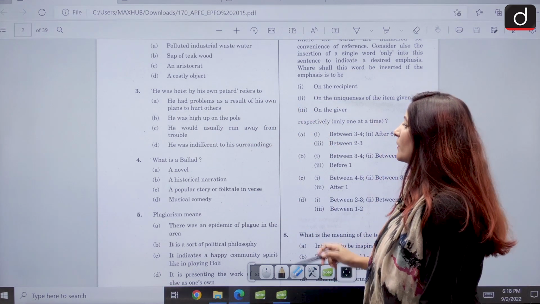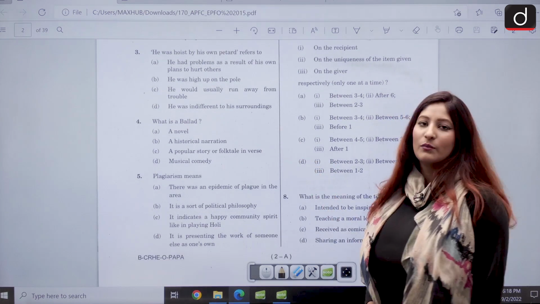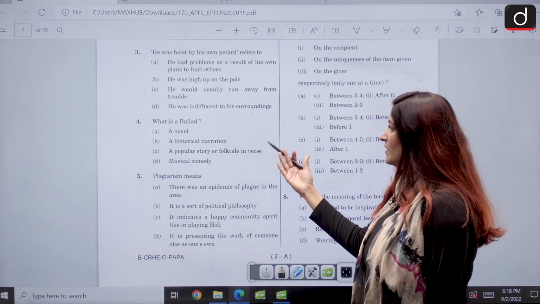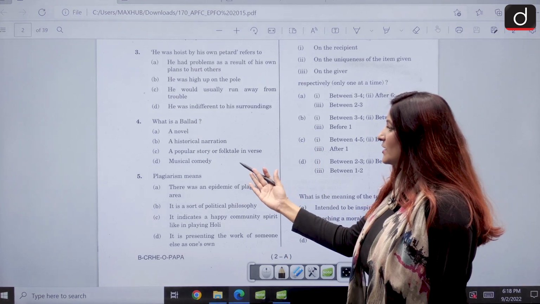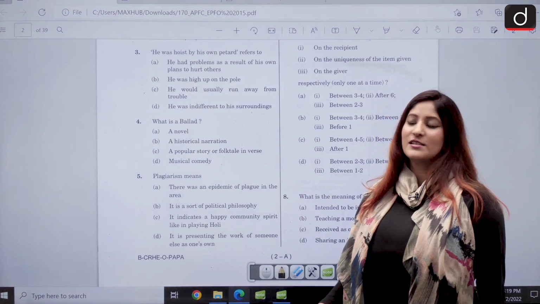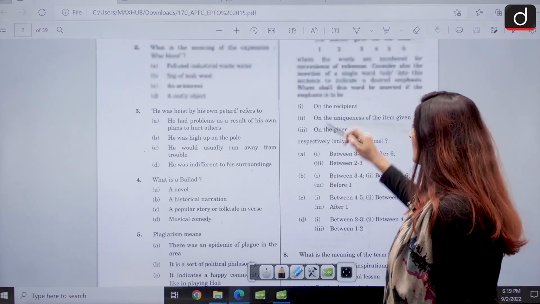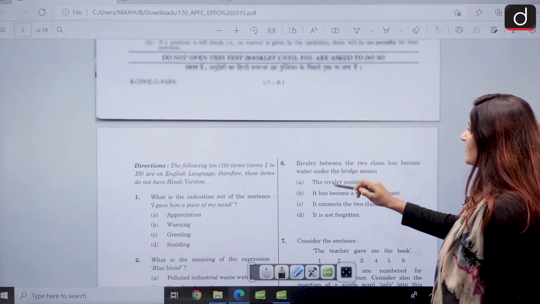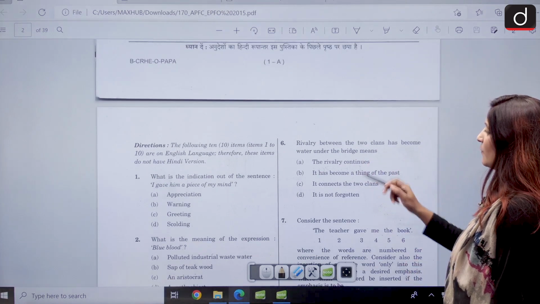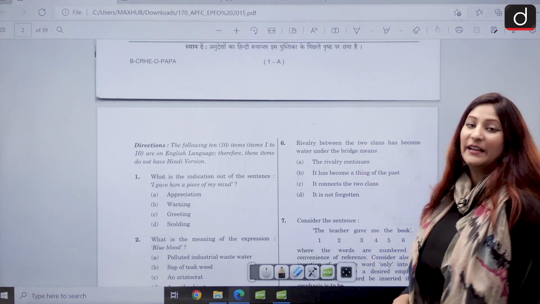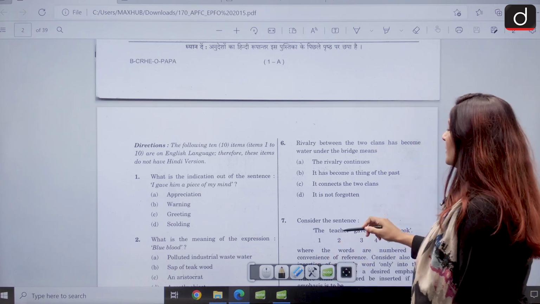Vocabulary should be strong. What is a ballad? What does it refer to? It is a novel, a historical narration, musical comedy. Again, what is plagiarism? So you have to understand the meanings of these words as well. Again, as I told you, first 10 questions. Rivalry between the two clans has become water under the bridge. What does it mean? Again, a phrase, important idiom.